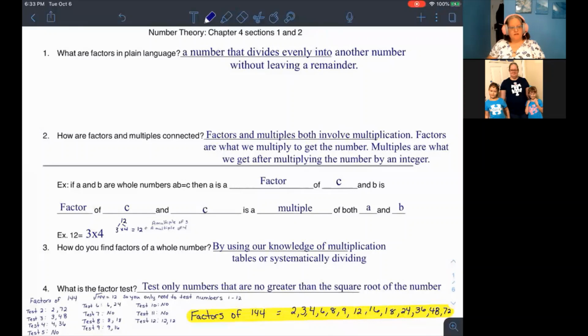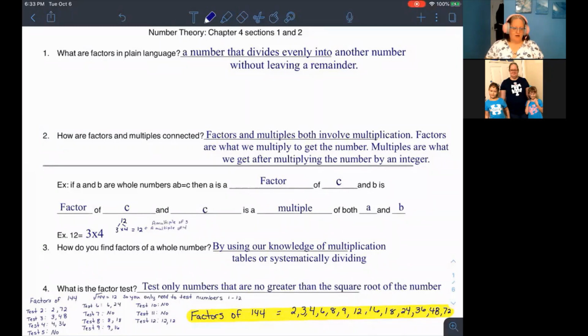All right, everybody, we made it to chapter 4, sections 1 and 2, the outline for the chapters. For number 1, we have what are factors in plain language? A factor is a number that divides evenly into another number without leaving a remainder. So let's see, the factors of 6 would be 1 and 6, or 2 and 3. So they're all factors of 6.